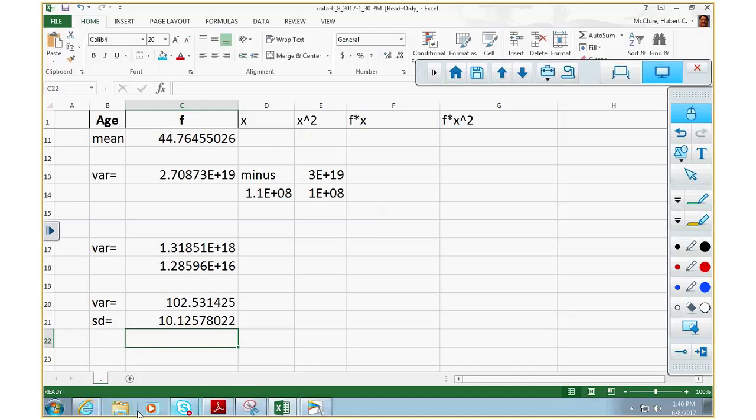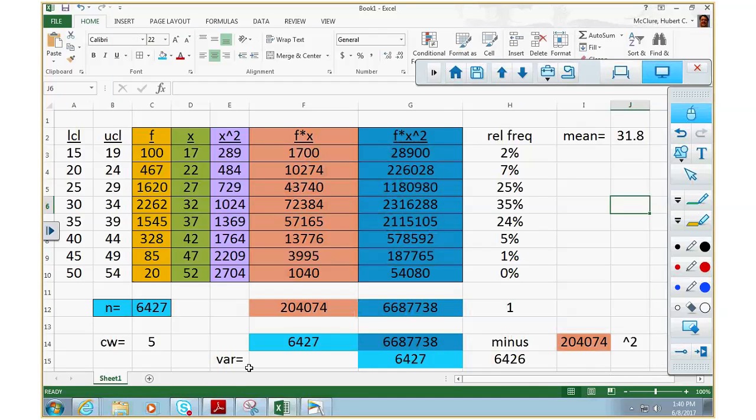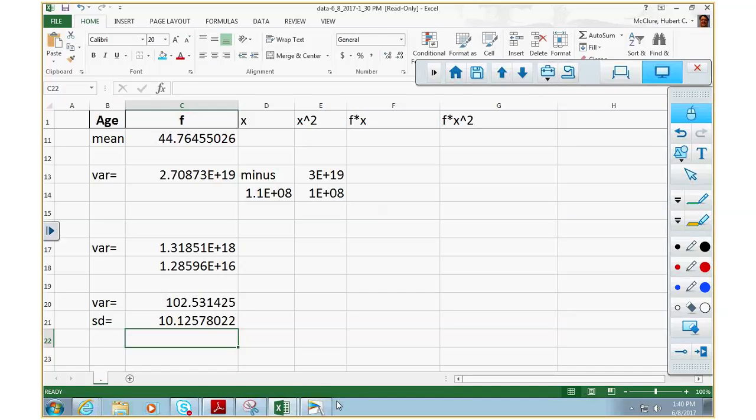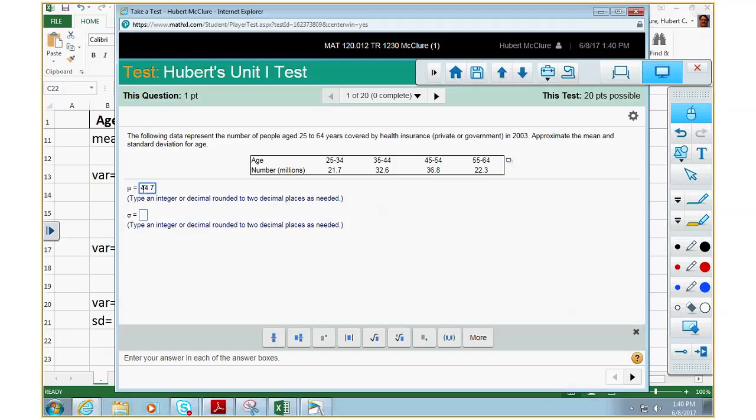Let's go back to the test. It says 2 decimal places. So go back here and somebody write down: mean is 44.76. Write that down. And 10.13. 44.76. 10 point what? And move on. Next question.